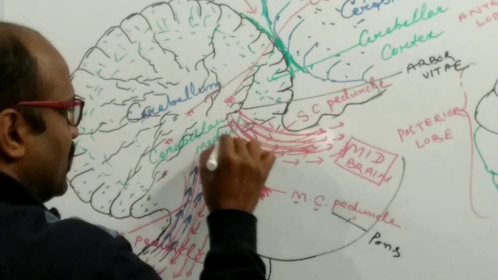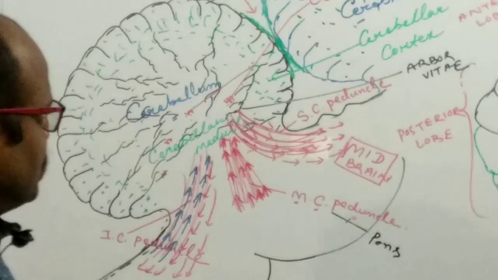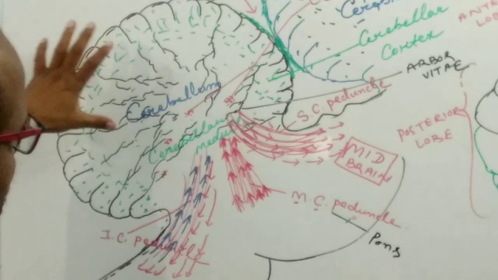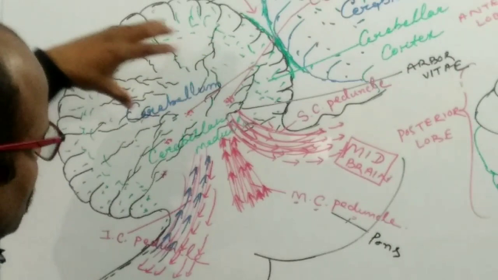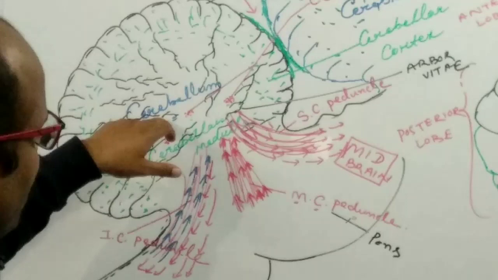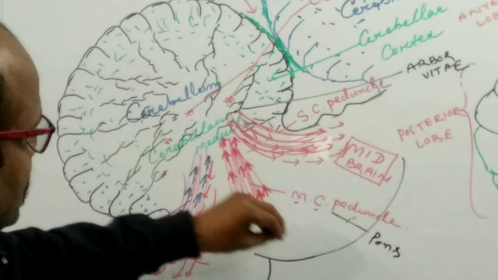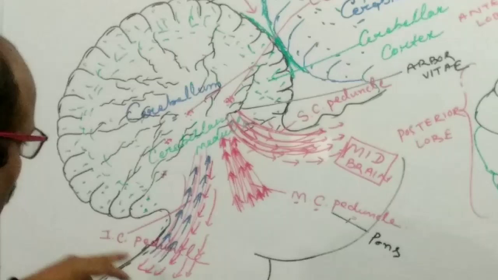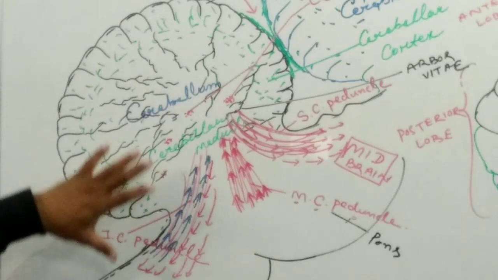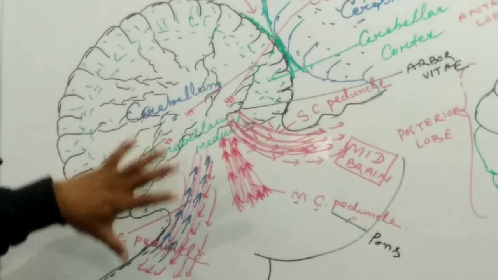These are the three pairs of peduncles which connect the cerebellum with the brainstem. The superior cerebellar peduncles contain the motor fibers and carry the motor commands from the cerebellum to the midbrain. The middle cerebellar peduncles carry only sensory fibers, carrying sensory information from the pons to the cerebellum. The inferior cerebellar peduncles carry both sensory and motor fibers, which come from the spinal cord and the medulla and connect to the cerebellum.